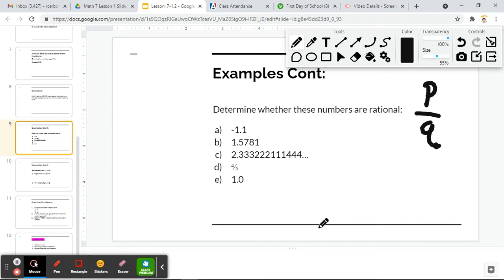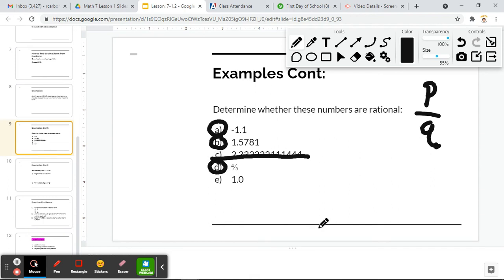So for starters, how about this first one here? Well, negative 1.1, it looks like that decimal terminates, so that one will work. Same with B as well, because this is a terminating decimal. It's 5781, so we could write that as a fraction if we wanted. Next, 2.3332221114444. Well, I can't notice any repeating pattern here. It just looks like random numbers, so we would not call that a rational number. That is irrational because it is a non-repeating, non-terminating decimal.